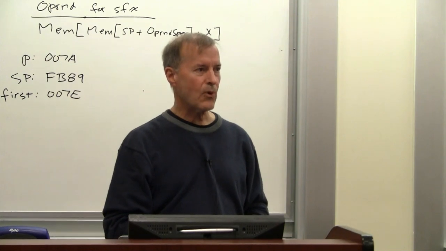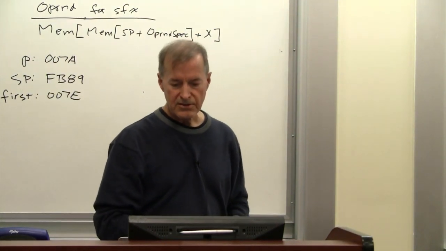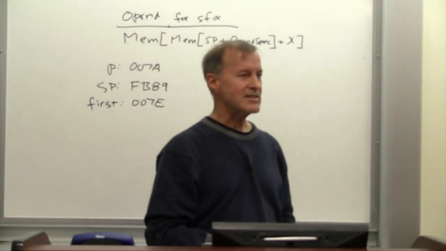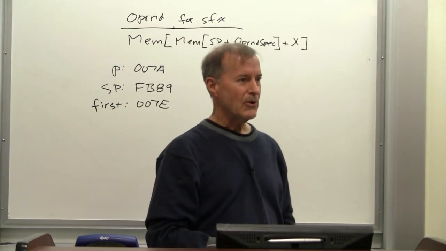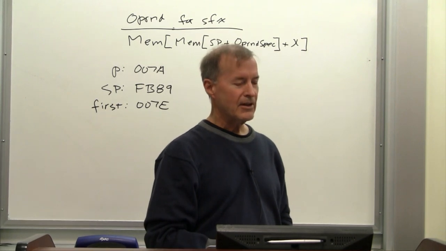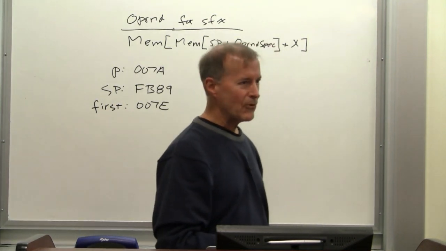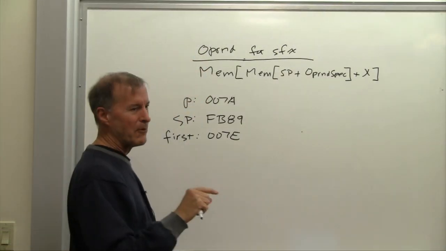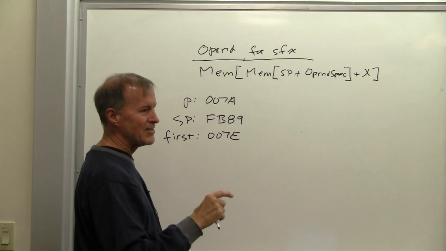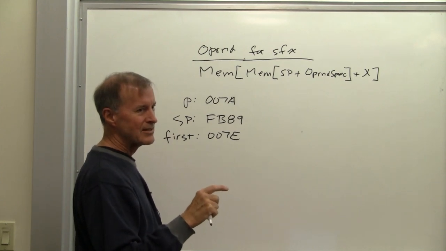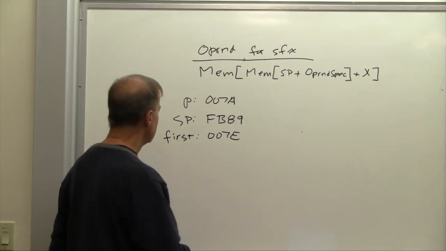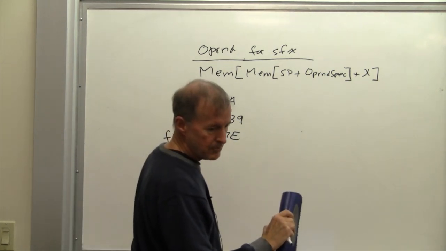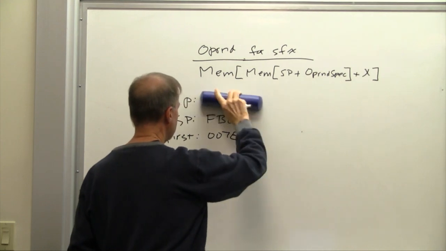So the question is, why does first equal 007A? Why doesn't it equal 4? I see. Yeah. When I said, oh, you're right. First is 4, mem sub first is 007A. You are right. What I was putting here was what is in the cell that P points to, right. So P is 2. You're right.